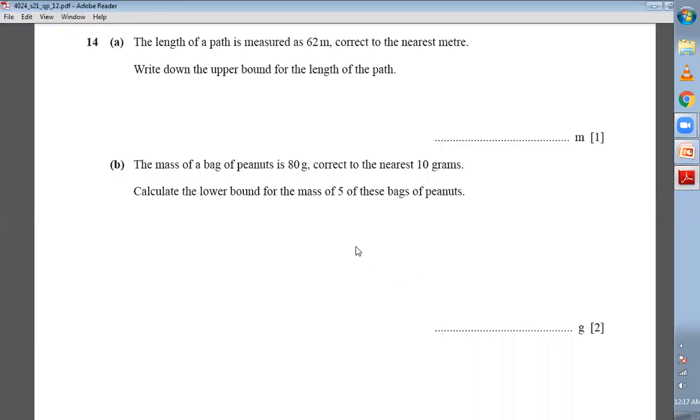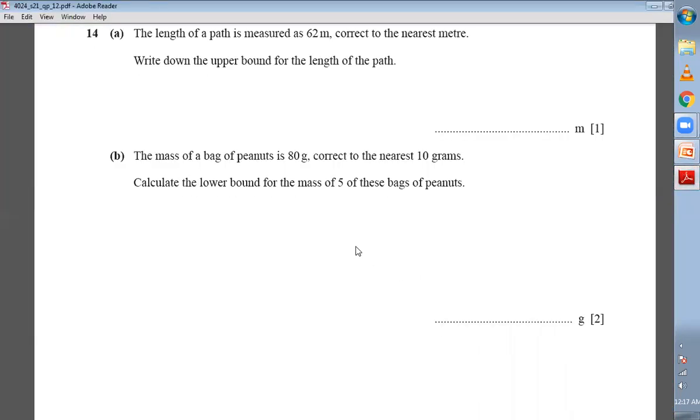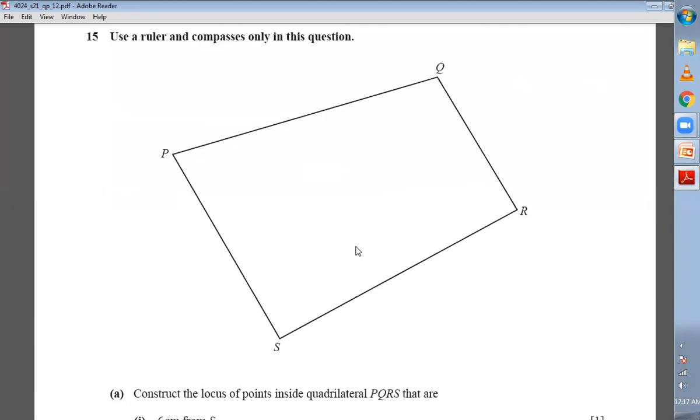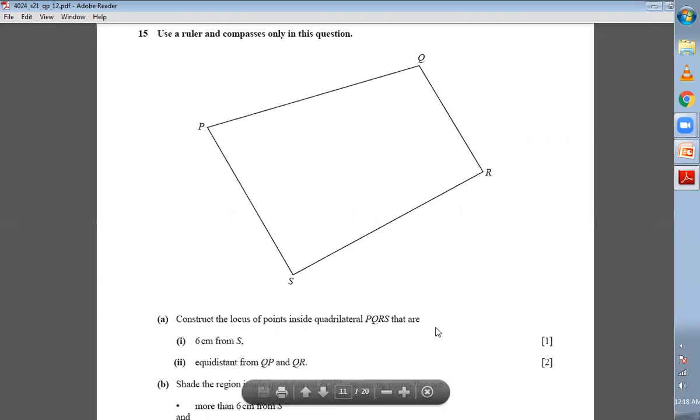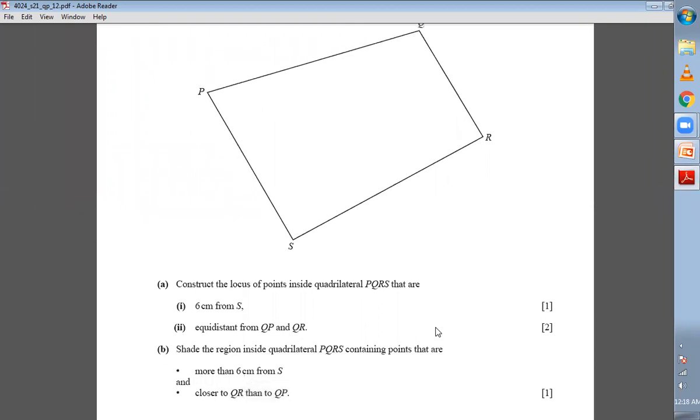So let's go to the next question. He says use a ruler and a compasses only in this question. Construct the locus. Let me reduce the size. The question is construct the locus of points inside the quadrilateral PQRS. So here this quadrilateral PQRS is given. They want you to construct the locus of a point which is 6 centimeter from S.